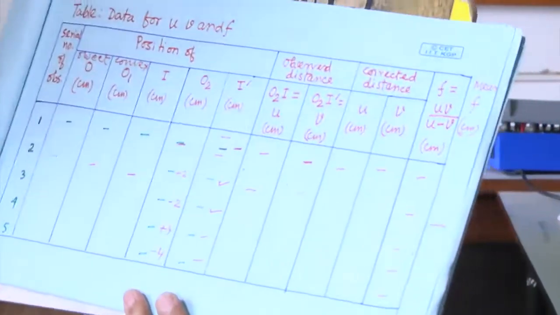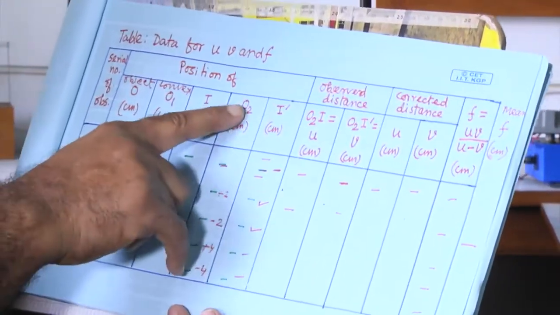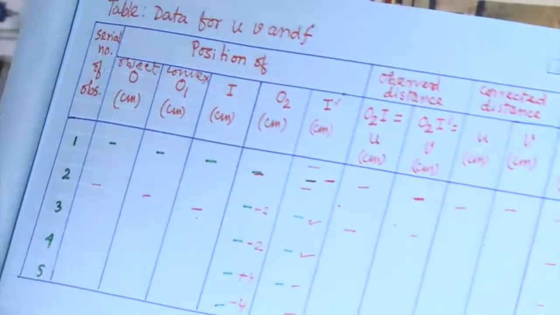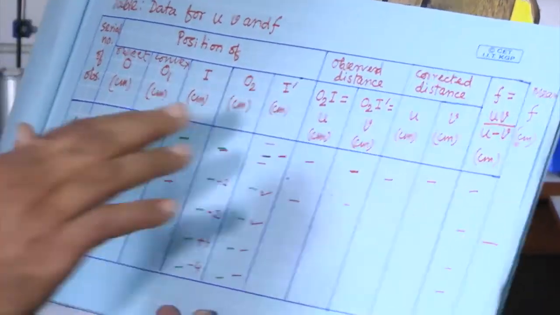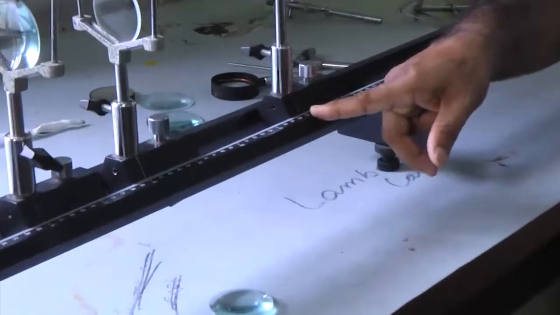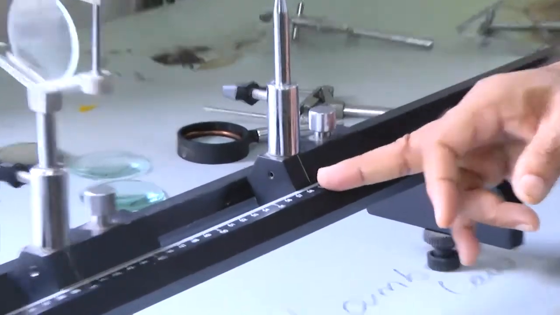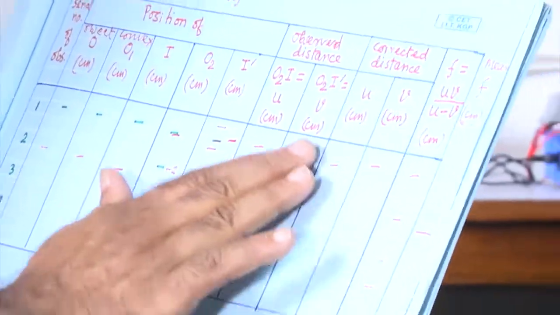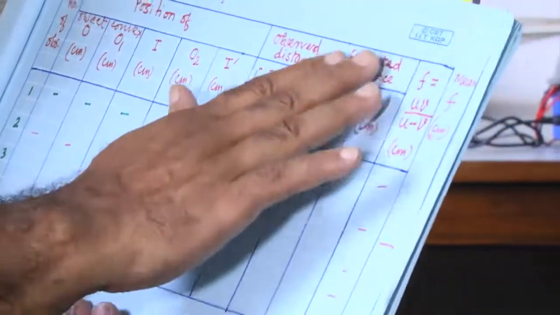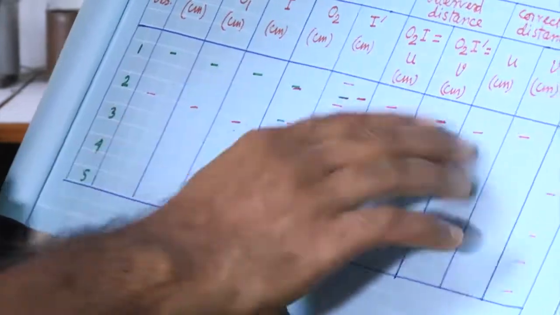So one has to note down that one, and then now your convex lens position, concave lens position, here it is 40, okay. You have to note down. Now the new image position, here it is 58.67 or 8, okay. So you have to note down. Then you can find out the observed distance, and then corrected distance, meaning if you have any index error, note it down, okay.